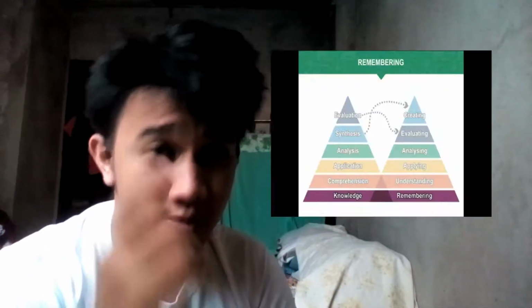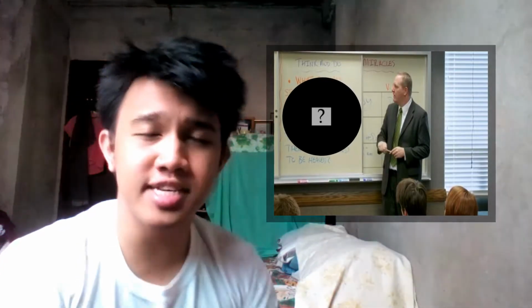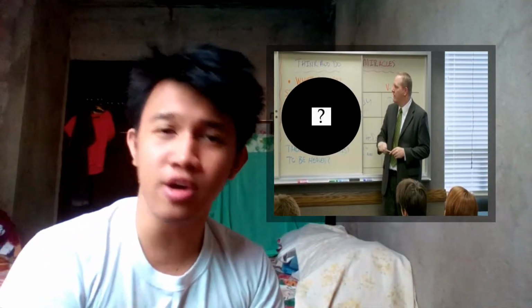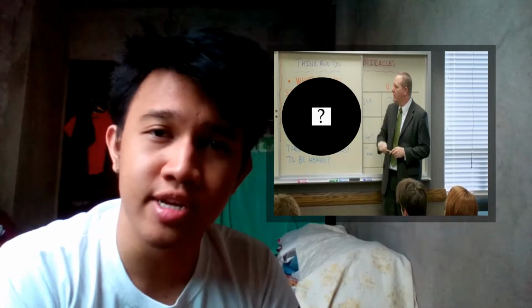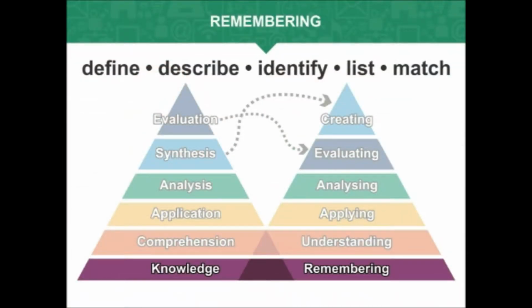Let's have some examples. The first level is remembering. If the teacher asks a question, what is a circle, they are asking the learner to remember. The learner will recall the characteristics of a circle to answer the question. The kinds of questions that will test remembering could include the keywords define, describe, identify, list, and match.